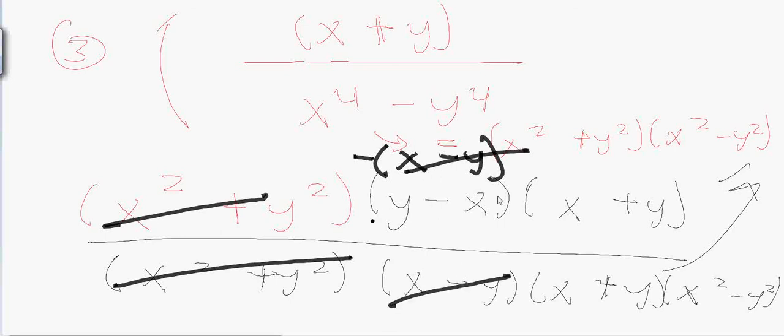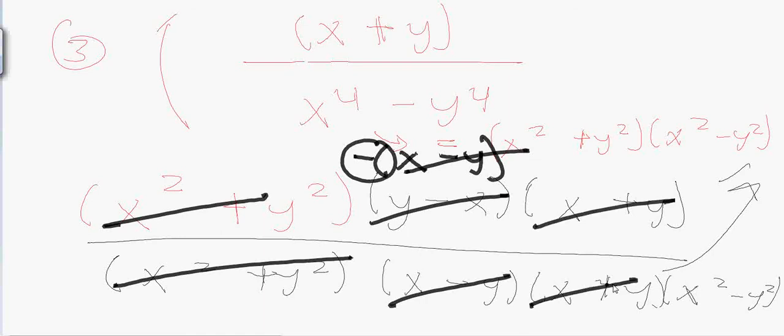So now you just have, this is out too, so you have negative 1 here. That's important to remember. And then you have x plus y over x plus y, which is still 1. So essentially multiplying by 1. So now you have a negative 1 multiplied by a positive 1. You're left with x squared minus y squared.